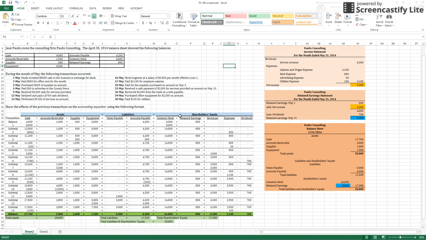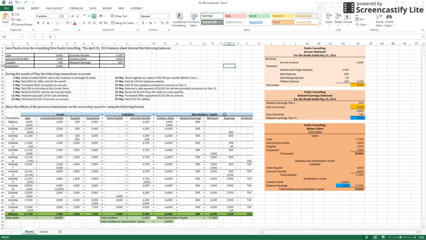And one way you can remember this is that assets are on the left side of our accounting equation, and they are increased on the left with a debit. And liabilities and shareholders' equity are on the right side of our accounting equation. They are increased with a credit, which is on the right.